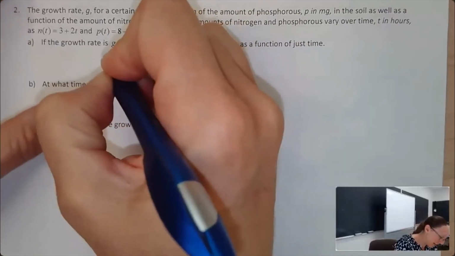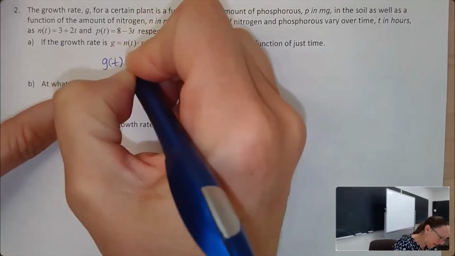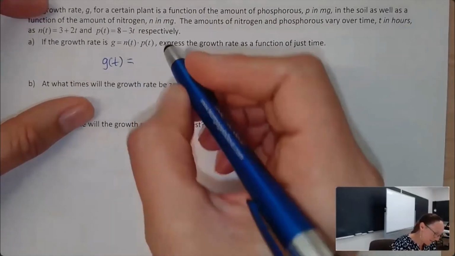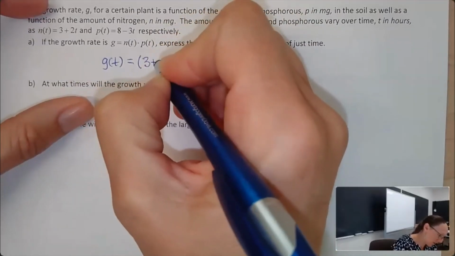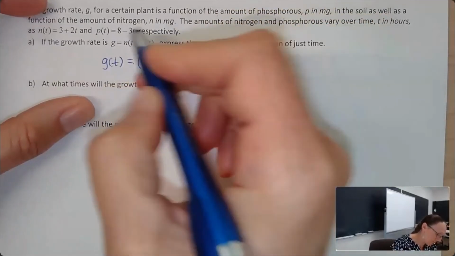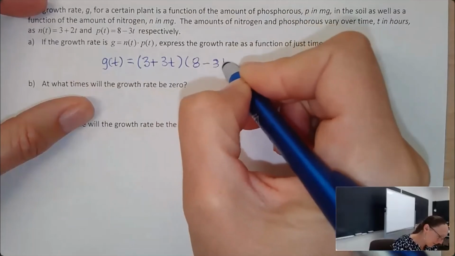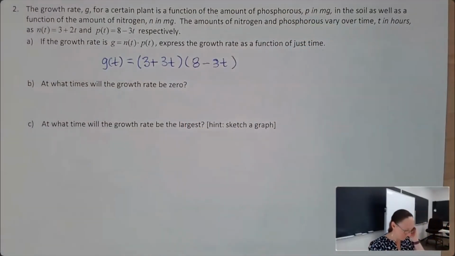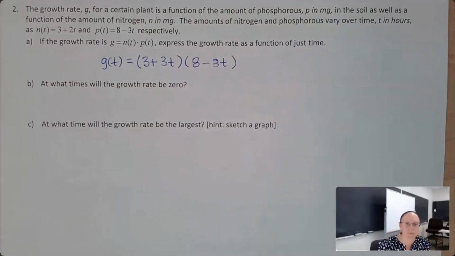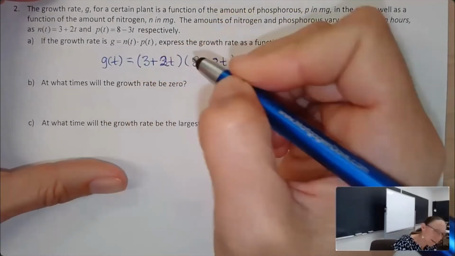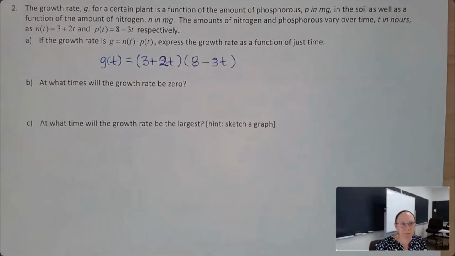This is just saying we're going to write that growth rate not as N of t times P of t, but replacing the functions for N of t and P of t. Two t. Thank you. I think I was seeing it at the same time.